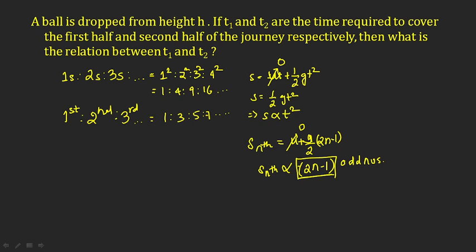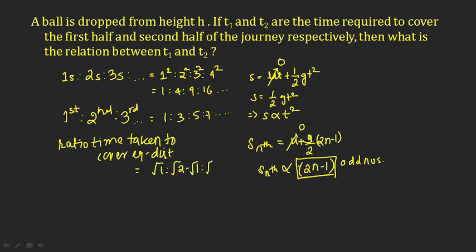And another concept here is the time taken to cover equal distances. The ratio of time taken to cover equal distances is given by root 1 is to root 2 minus root 1 is to root 3 minus root 2 and so on. It is going to continue.